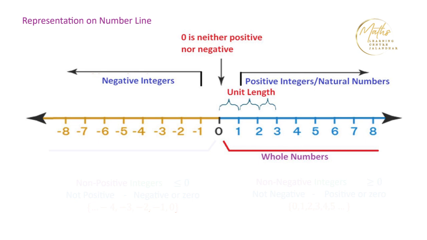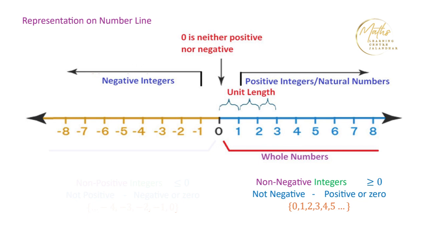These are the whole numbers, and we can also say that these are the non-negative integers. Non-negative means the integers which are not negative. It means these include all the positive integers as well as the number 0. So when we are talking about non-negative integers, we are talking about all integers which are greater than or equal to 0. That is, the whole numbers 0, 1, 2, 3, 4, 5 and so on.